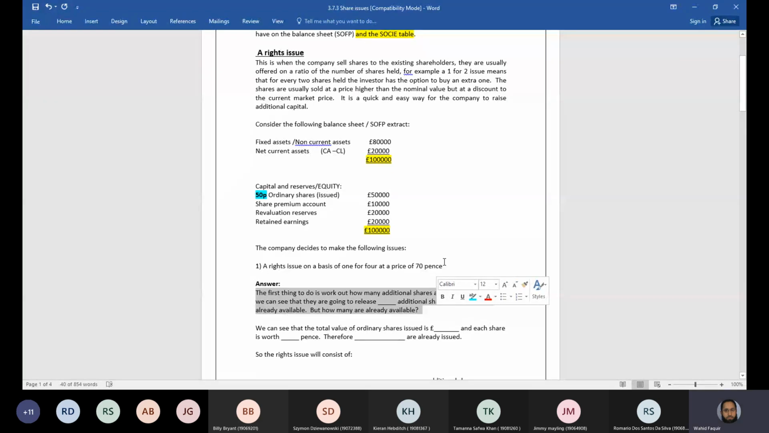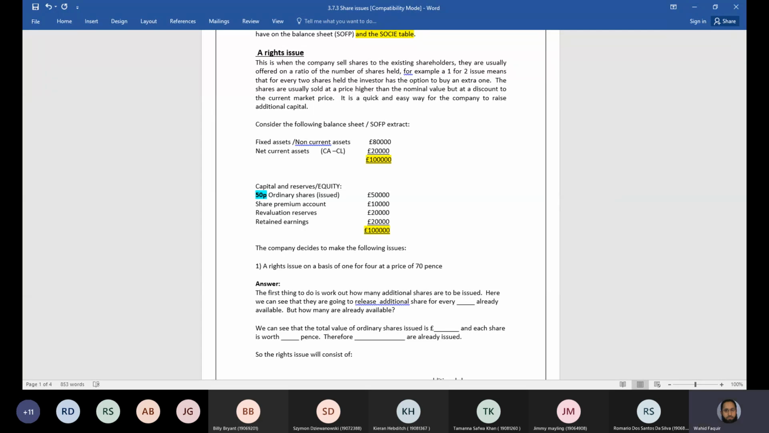The first thing to do is work out how many additional shares are to be issued. Here we can see that they are going to release. Okay, now we need to do a calculation here. Let's first of all just put the figures in. Any idea what we're going to put there? This is not the calculation just yet, it's just the information again.